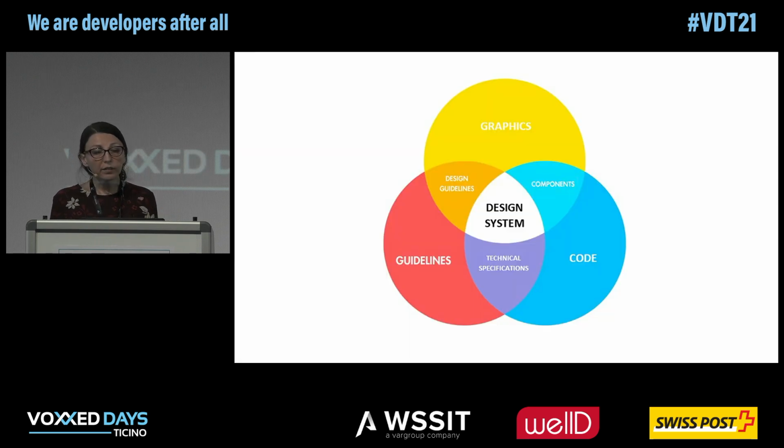So what is a design system? Let me give you a very high-level definition, saying that it is based on the integration of three main pillars: the graphics, the code, and the guidelines, in something that is really systemic, really integrated.